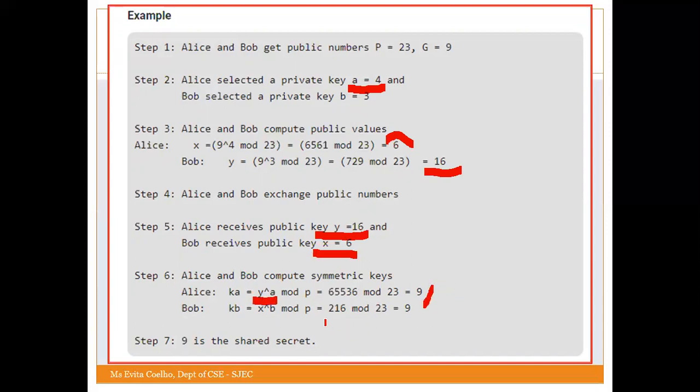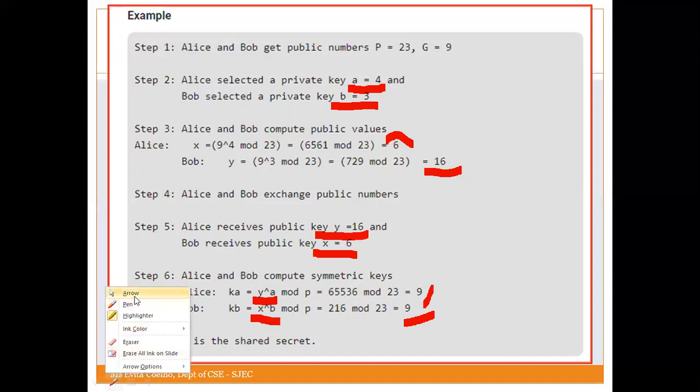Computes the shared secret. Bob takes Alice's key, what he has received, raises it to the power of his private key. So have we done that? Yes. X raised to the power of b, again computed the shared secret. So 9 is the shared secret. So this is what they have done without actually exchanging their private keys or the shared secret.